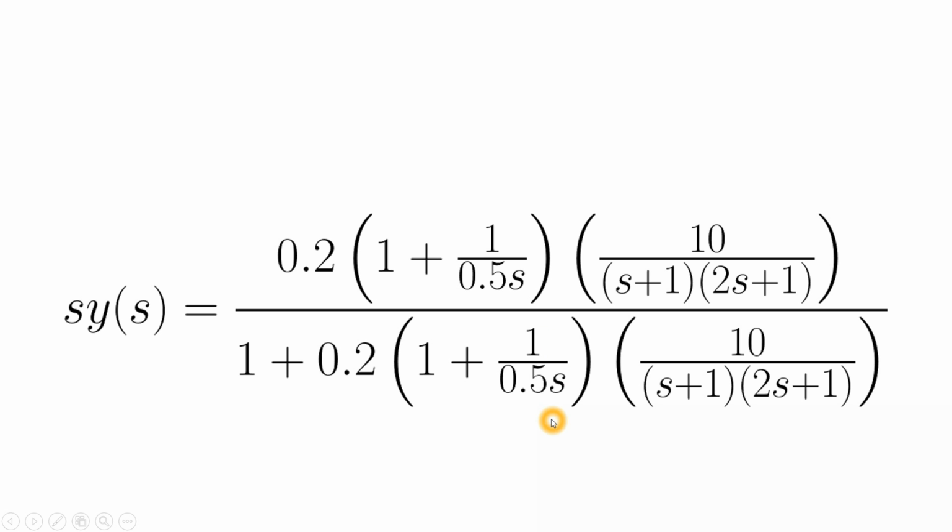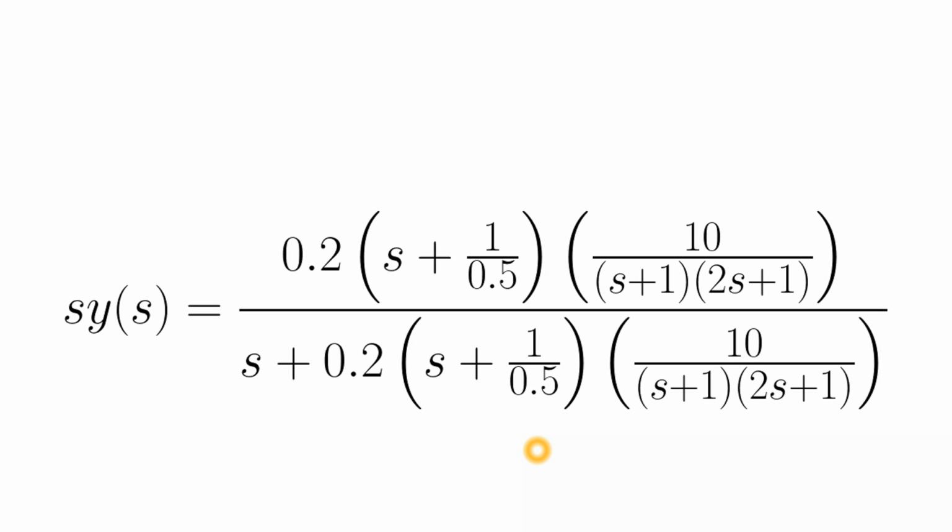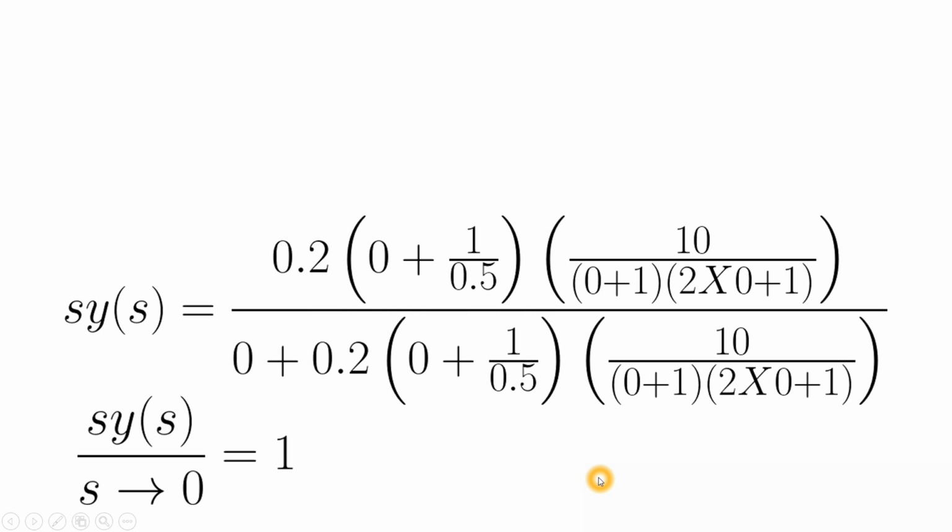So I can do one thing. I will multiply s in the numerator and denominator, then I will get this if I multiply s, right? So I will get this, and I will put s tends to 0. If I put s tends to 0, then after solving this, I got 1. So it is our final answer.